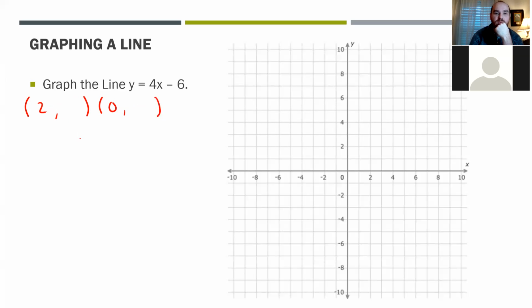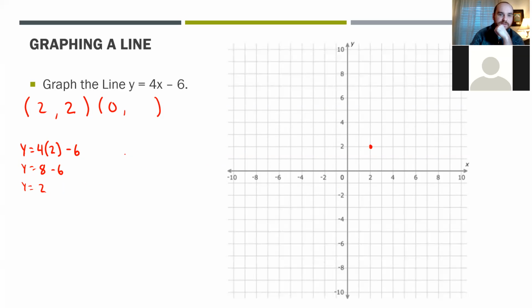So for our first point, we're going to plug in 2 into this equation. So y equals 4, and then again, wherever we see x, we're just going to replace it with a 2. So 4 times 2 minus 6. Then we solve this for y. 4 times 2 is 8 minus 6. 8 minus 6 is 2. So y equals 2. So we've got our first point. That is (2, 2). We can go ahead and plot that right over here.